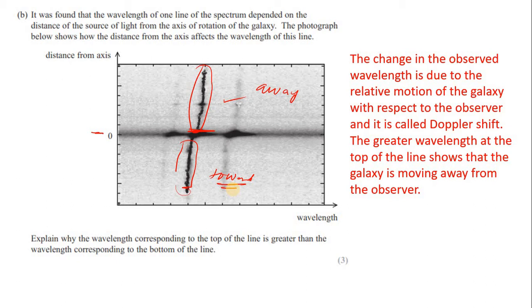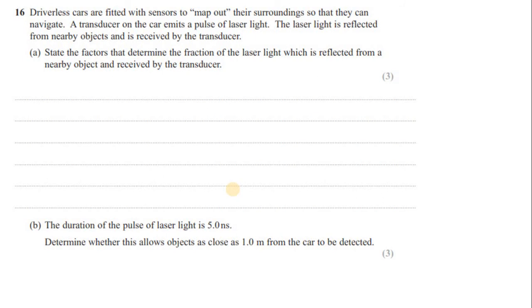Question number 16, driverless cars are fitted with sensors to map out their surroundings so that they can navigate. A transducer on the car emits a pulse of laser light. The laser light is reflected from a nearby object and is received by the transducer. State the factors that determine the fraction of the laser light which is reflected from the nearby object and received by the transducer. So, factors on which the reflected laser light depends.